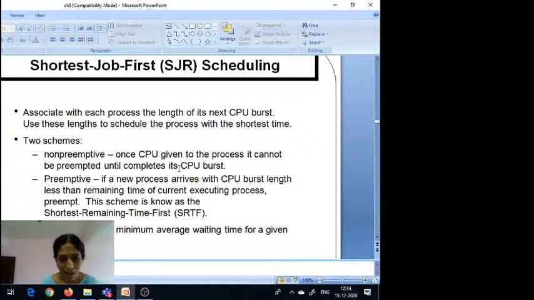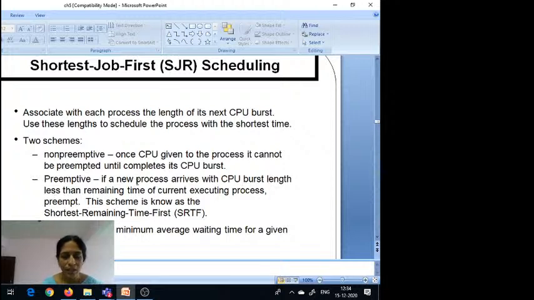Which process has the minimum burst time, that process enters the CPU for execution. That is the preemptive version: if a new process arrives with a CPU burst length less than the remaining time of the currently executing process. So the process currently executing inside the CPU has a larger remaining time, whereas now a new process arrives with a smaller CPU burst time.